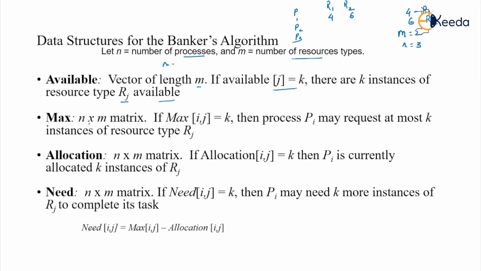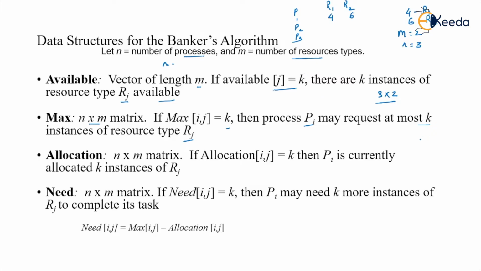Max is an n cross m matrix. Like here it will be a 3 cross 2 matrix, where 3 is the number of processes and 2 the number of resource types. If Max[i][j] is equal to k, then process Pi may request at most k instances of resource type Rj.